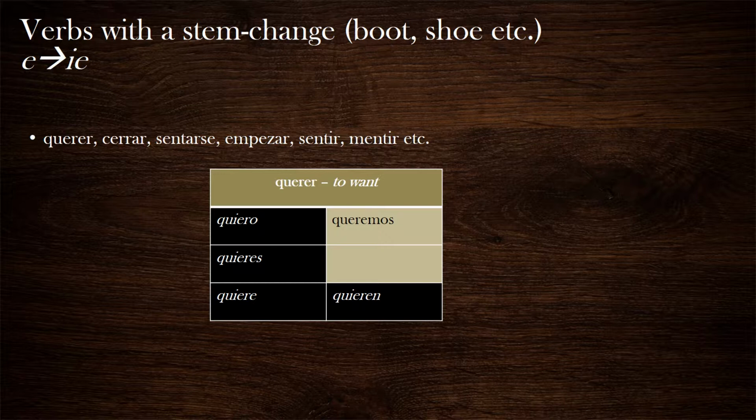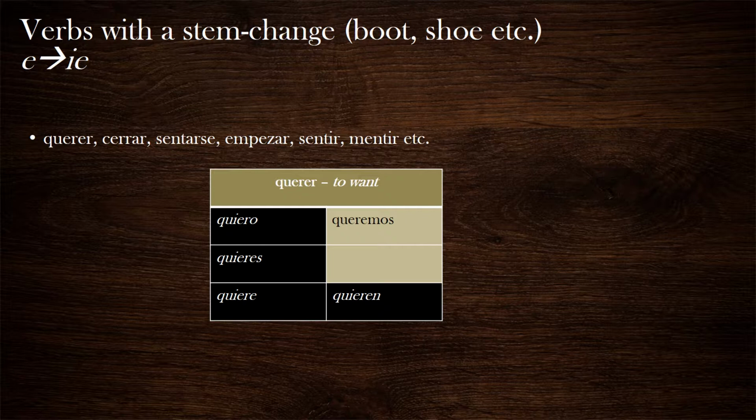Quiero, quieres, quiere. But not in the nosotros form: queremos, quieren. And if you look at this verb chart where I've highlighted everything black, it almost approximates a boot or a shoe, hence the term boot or shoe verbs. Great. And all these verbs in the list do it, but there are more. You just got to learn them.